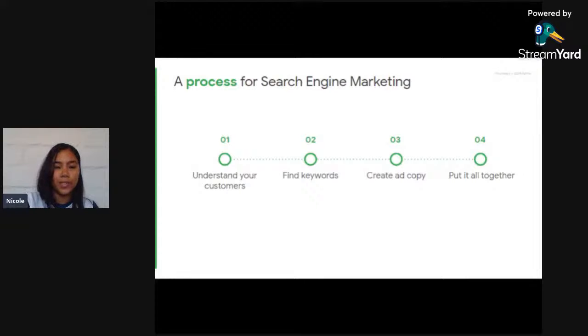You need to find keywords. You need to brainstorm good keywords to bid on that might be relevant to your target audience. You need to create ad copy. In order to create good ads, we need to understand what our target customer wants. And finally, we need to put it all together. Now this might seem intimidating, but it's really simple, and we're going to take you through each step. So sit tight and get your pen and paper ready if you don't have that already.